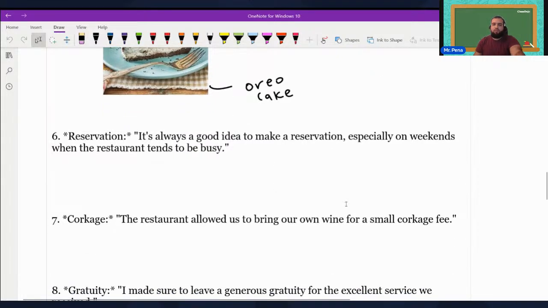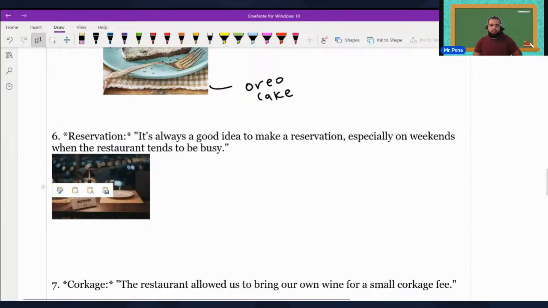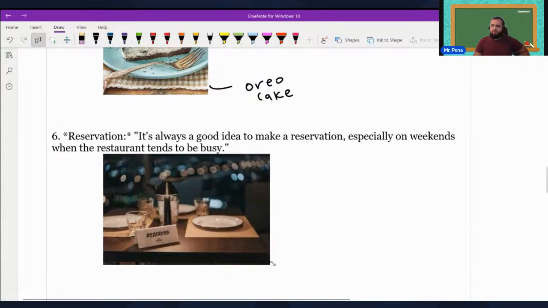Now we move on to reservation. The word is reservation. If you have any questions or comments, feel free to leave it in the chat. If you want me to talk about any specific food, feel free to let me know. Reservation. Feel free to tell me your favorite food down below. That would be nice. So we have here reservation.